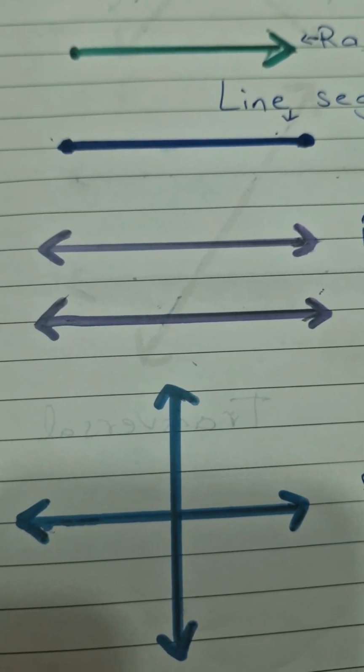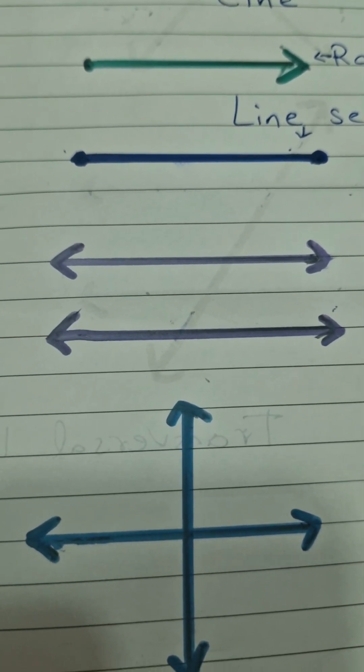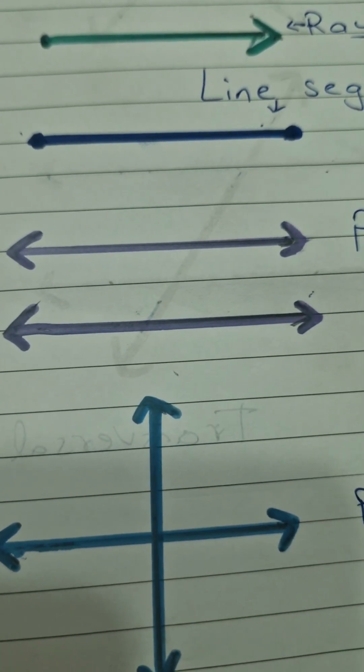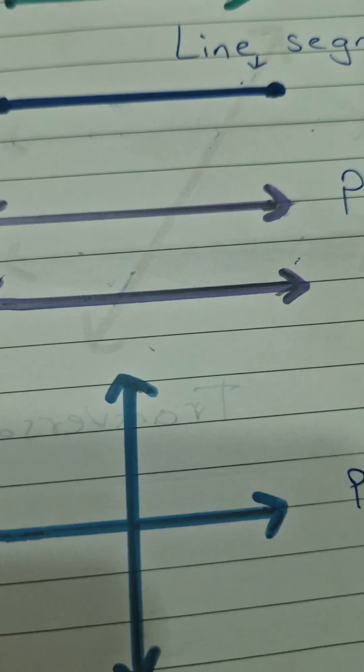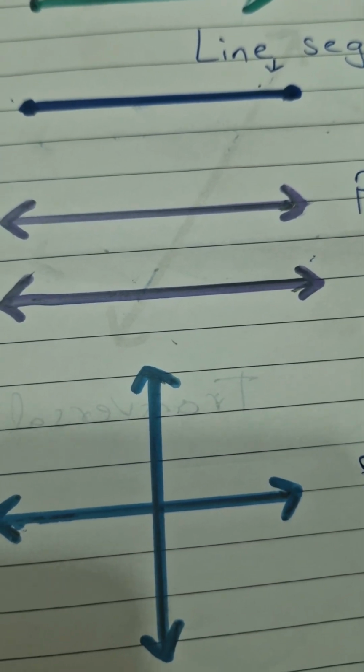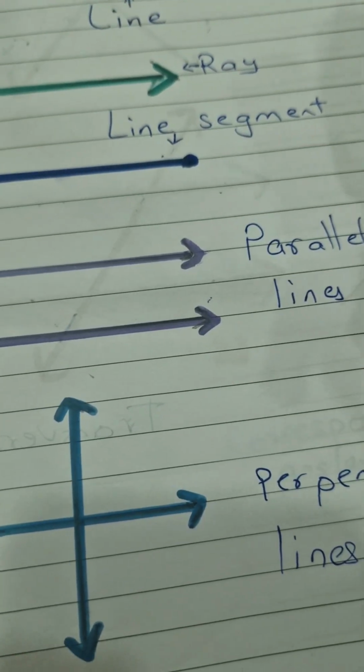They don't meet each other, but they are going endlessly on both sides. They don't come close, they don't go far, they are just going in the same direction at the same distance. That type of lines are called parallel lines.